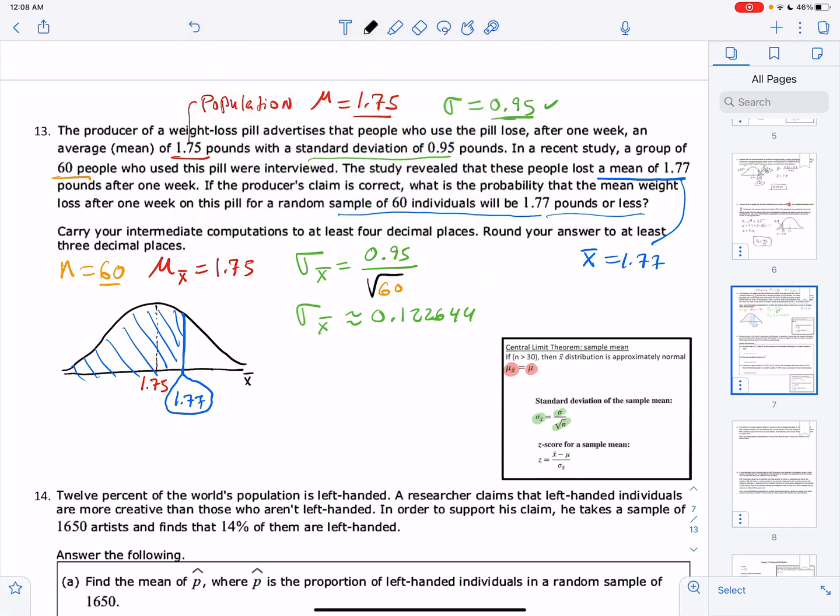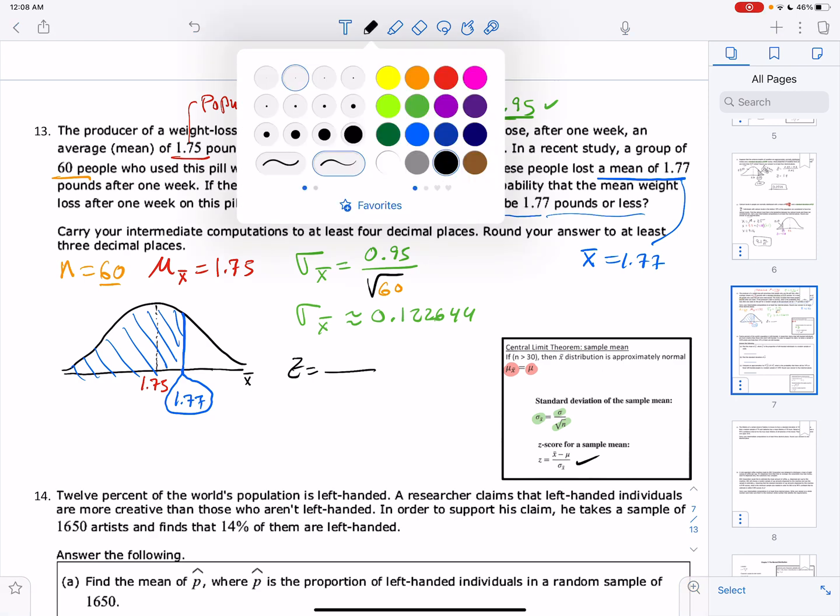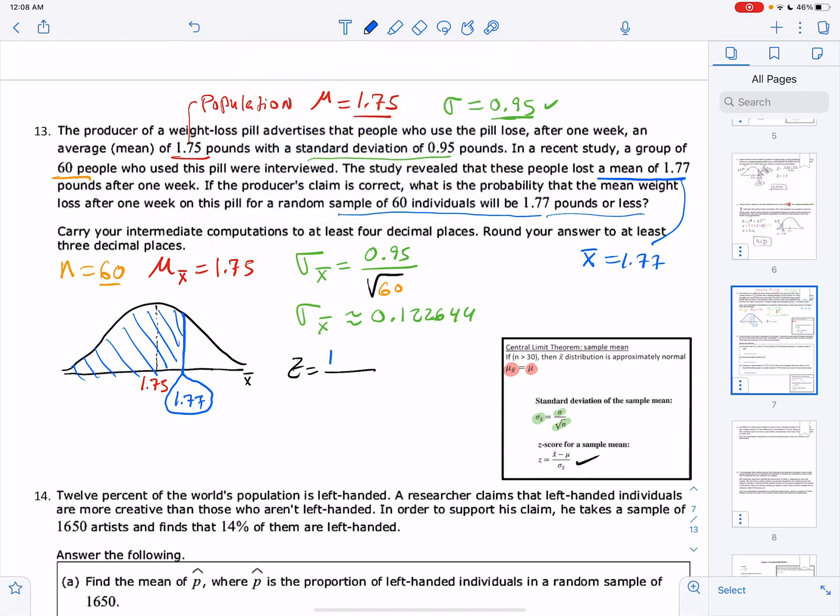Now, we need to convert 1.77 to a z value. No problem. That tells us the formula right there. It's going to be x bar, so our sample mean that we're talking about, which is 1.77, minus the mean of the sample means, which happen to be in red, 1.75. We do need to subtract those two and then divide it by the standard deviation of the sample means, which was 0.122644.